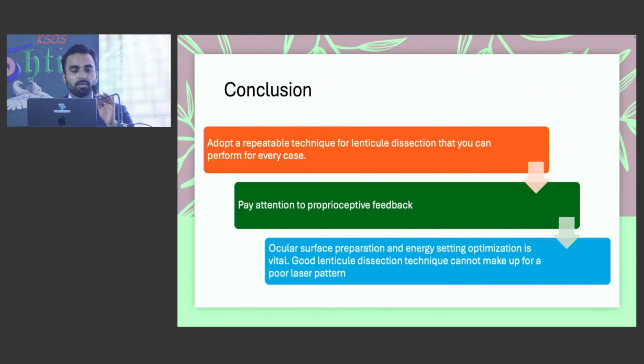So to conclude, you have to adopt a repeatable technique for lenticule dissection to perform every case. And also in doing it, pay attention to the proprioceptive feedback on your fingertips, so you know where the resistance is during the lenticule dissection. And ocular surface preparation and energy optimization come first. Only if you get that right will lenticule separation be easy.